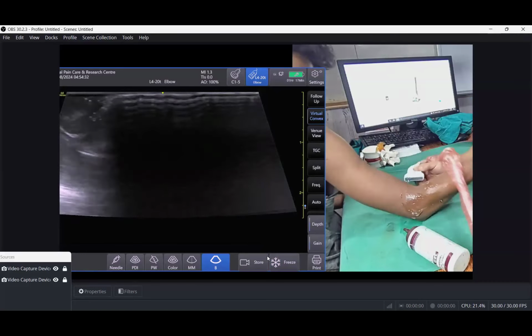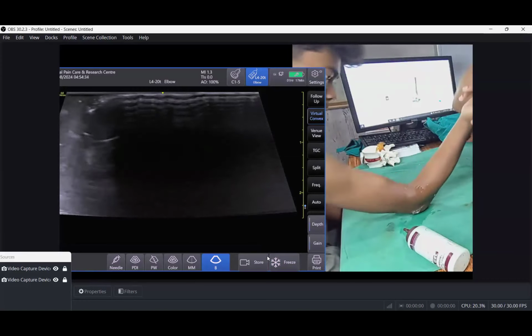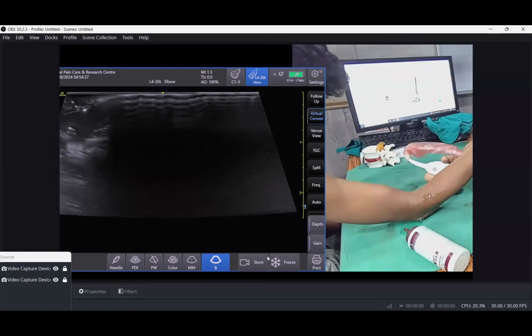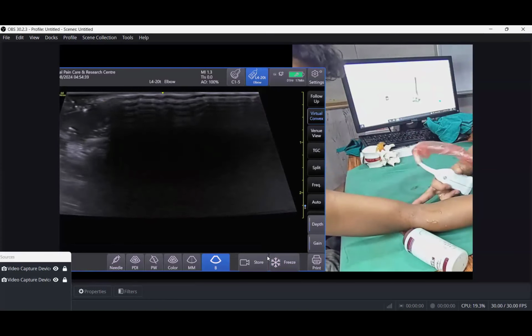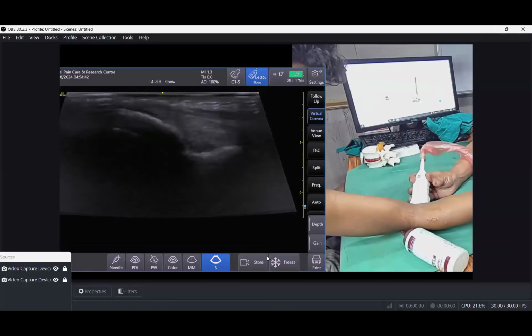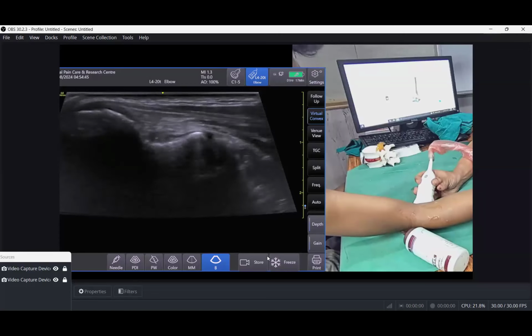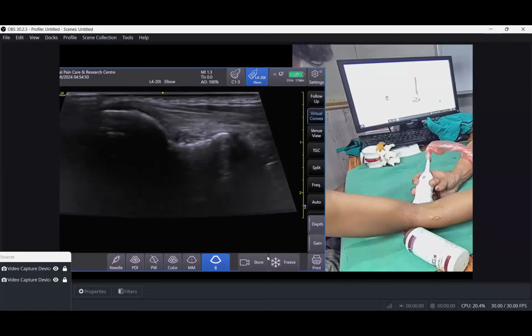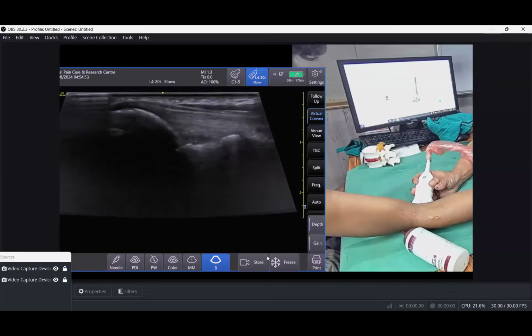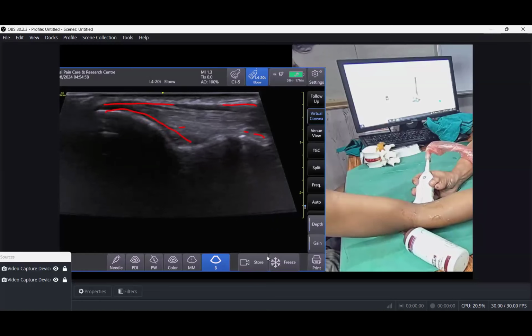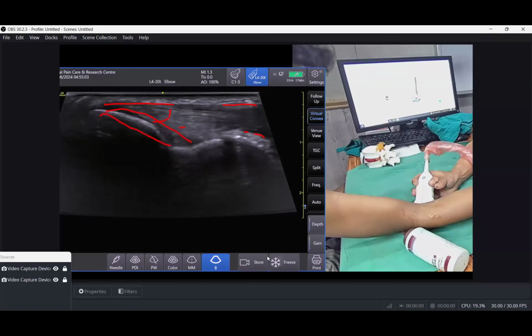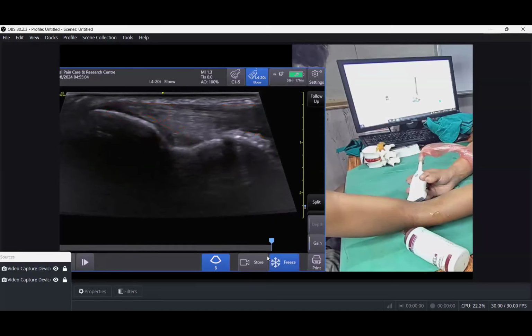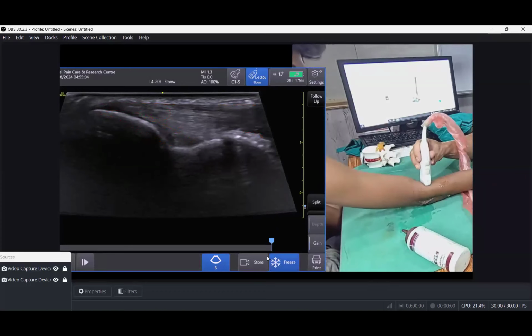Now coming to the medial side, it is very much similar. Okay, medial side, palpate the medial epicondyle. So you palpate the medial epicondyle like this, and you put your probe over the medial epicondyle. Along the long axis of the flexor group of muscle, you can very nicely see the common flexor tendon getting attached to the slope of the medial epicondyle.